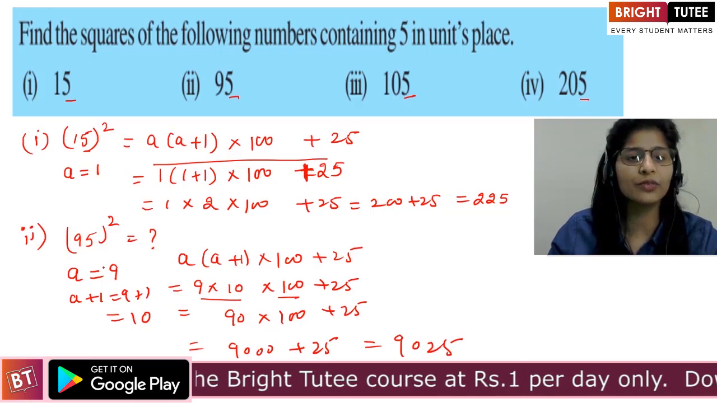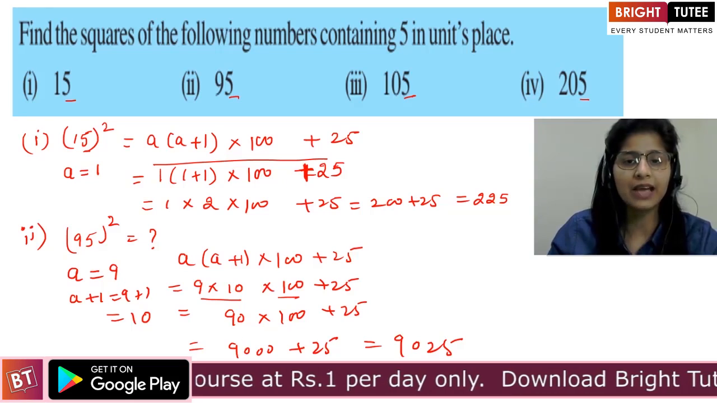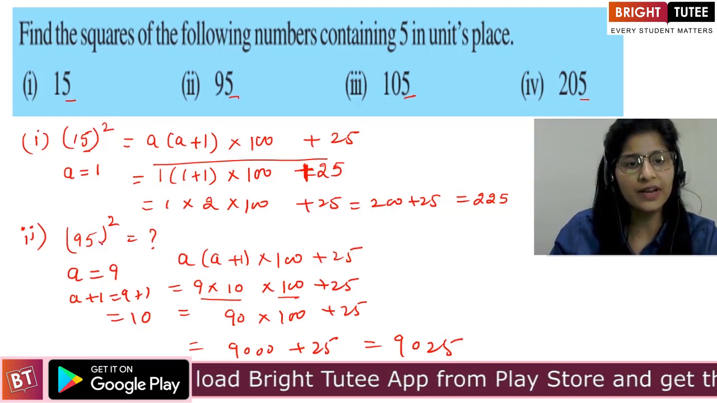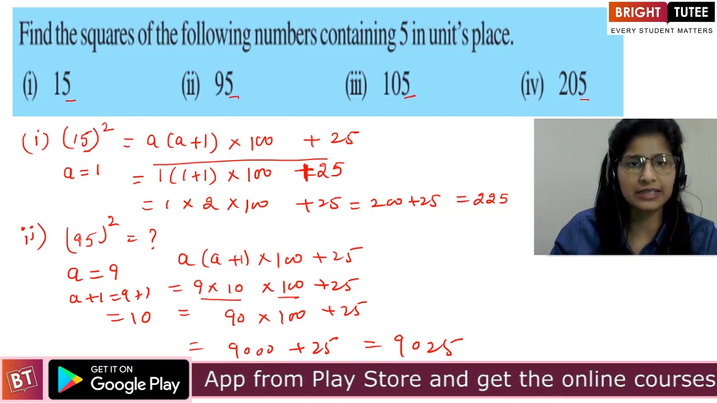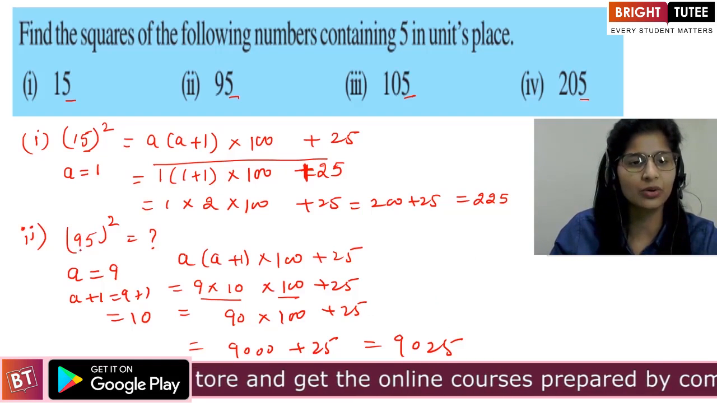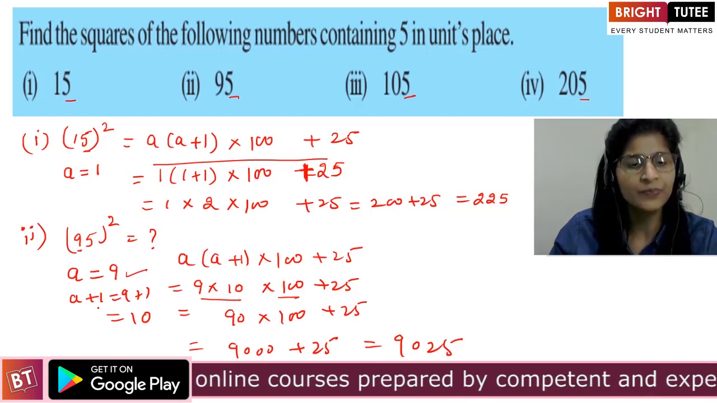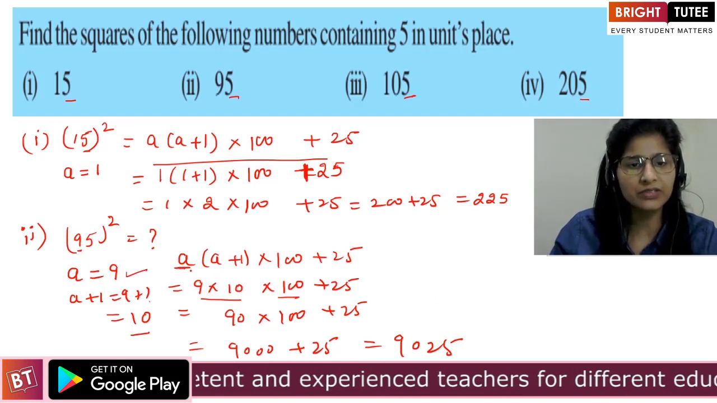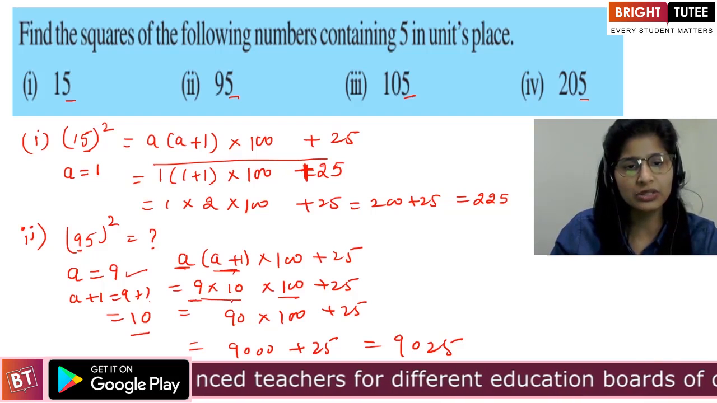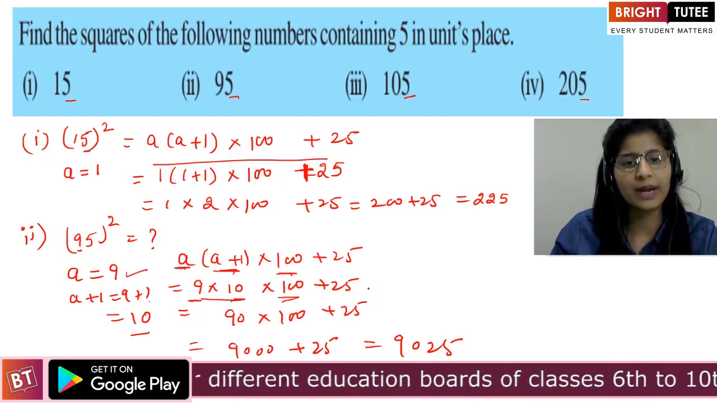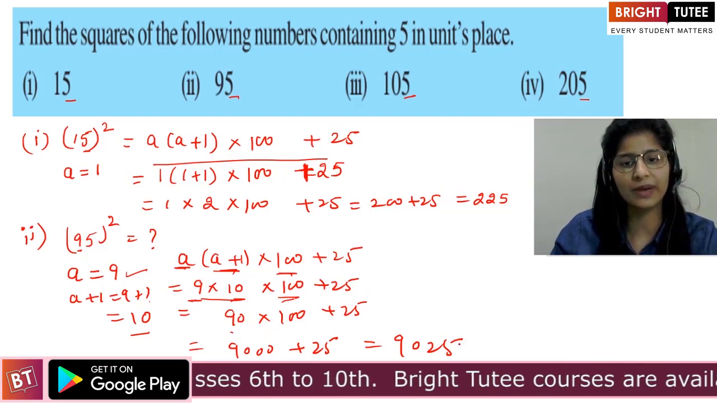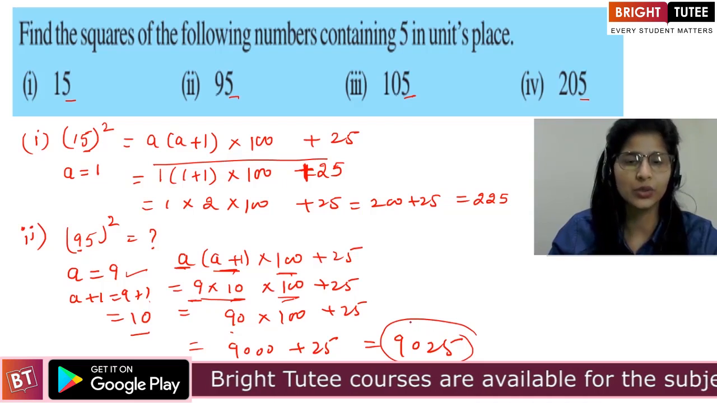The square of 95 is 9025. Is that clear? What we have done? Leaving 5, take the digit that is left, or the number that is left. Here it is only one digit, that is 9. So A plus 1 is 9 plus 1, that is 10. Putting in this formula, 9 into 10 into 100 plus 25. So it becomes 9000 plus 25, that is 9025.